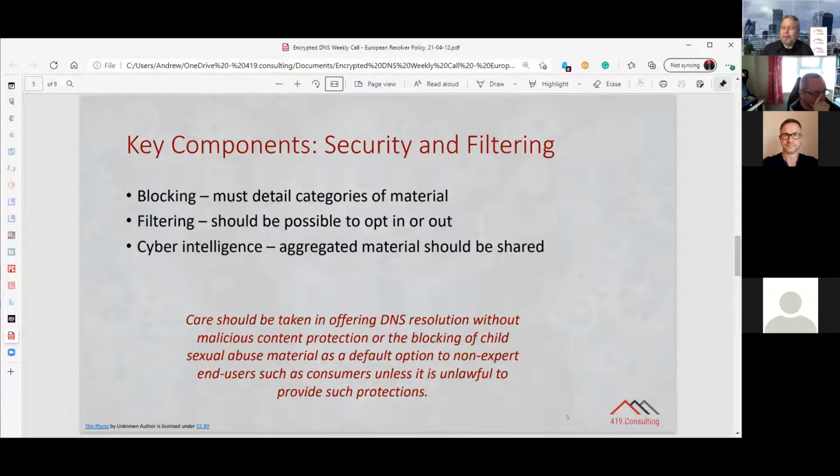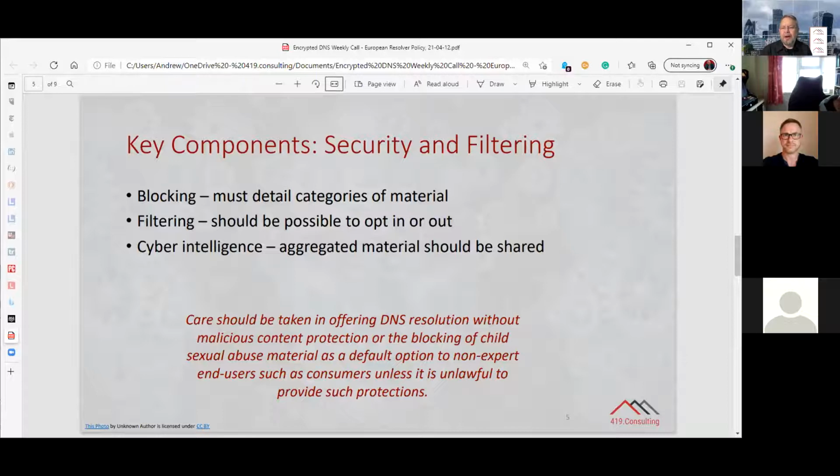And then an important point, which I put in red text if you're looking at the slide, is that care should be taken in offering resolver services that don't have malicious content protection or don't block child sexual abuse material, if it's offered as a default option to non-expert end users, consumers being the obvious example of that. Again, with the caveat, unless it's unlawful to provide those protections.